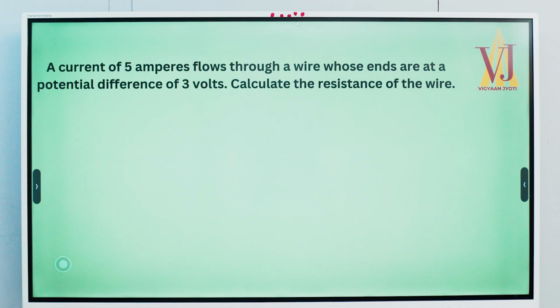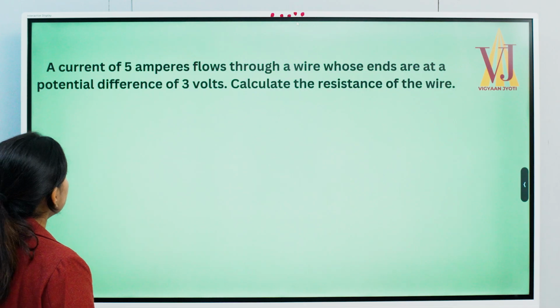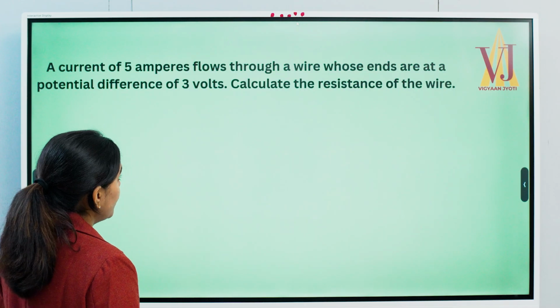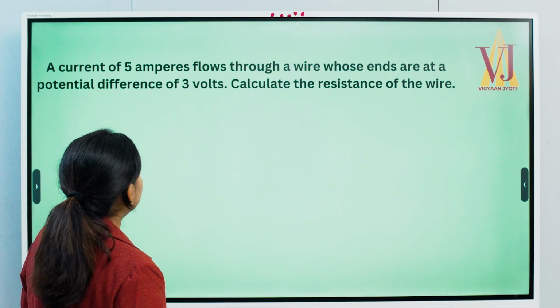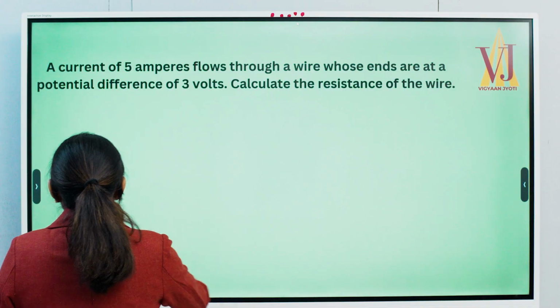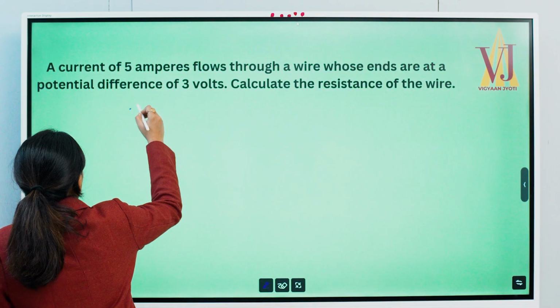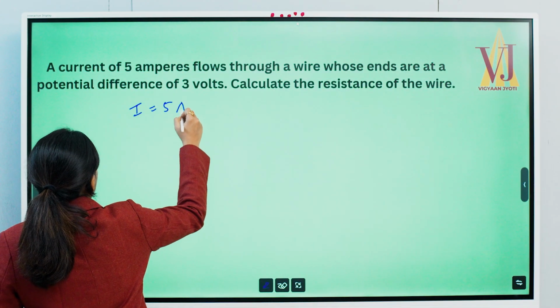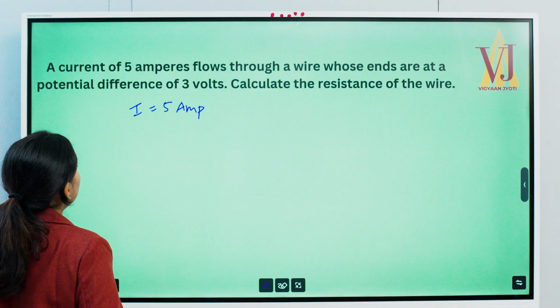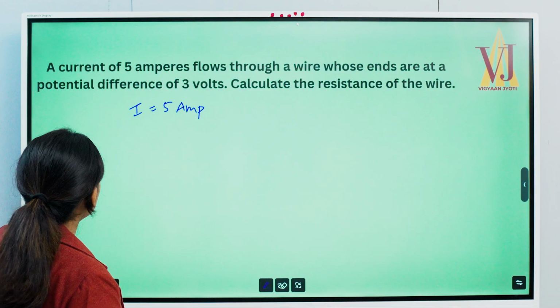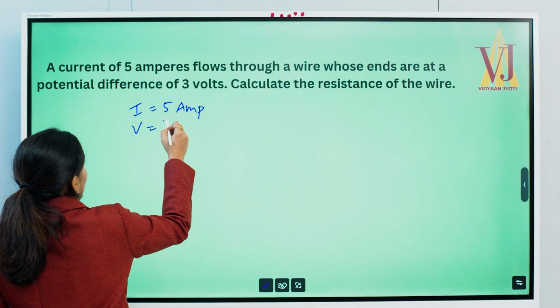A current of 5 amperes flows through a wire whose ends are at a potential difference of 3 volts. Calculate the resistance of the wire. Okay, so I'll just go with it. 5 ampere through a wire whose ends have a potential difference. So the potential difference is 3 volts.